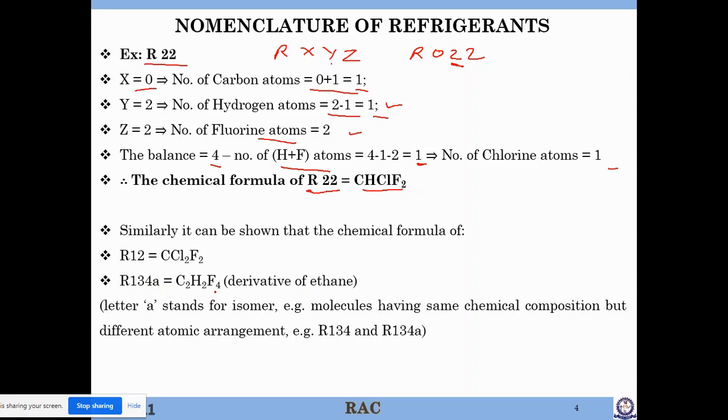R134A is C2H2F4, which is a derivative of ethane. Here we can see that the letter A has been added after 134. This A stands for isomer. Molecules having the same chemical formula composition but different atomic arrangement are considered as different designations, just like R134 and R134A. So that's why we designate these kinds of refrigerants by differentiation in their name.